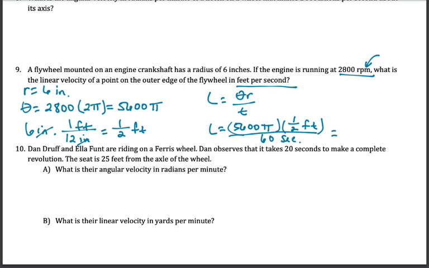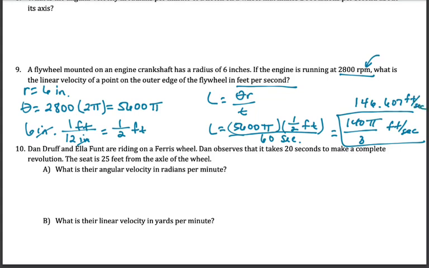Okay, multiplying all of that out, we're going to end up getting 140 pi over 3 feet per second. And that as a decimal would be 146.607 feet per second.